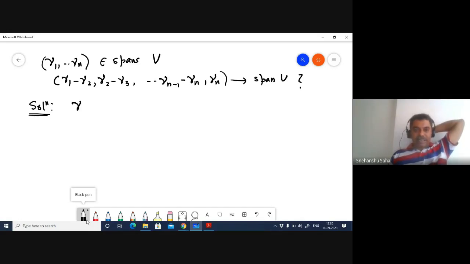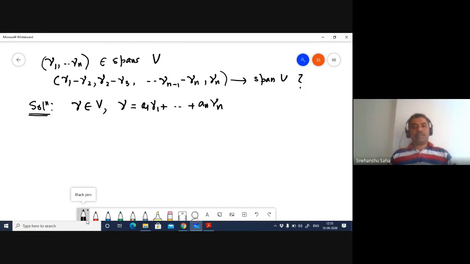I mean, we can take any vector in V, right? And because this gamma 1 through gamma n spans the vector space, I can write it as a linear combination of the spanning list, right? Okay. What else?